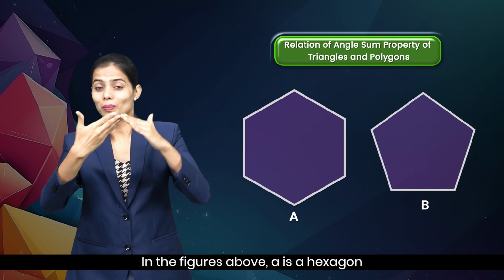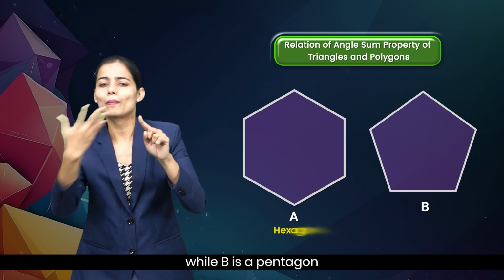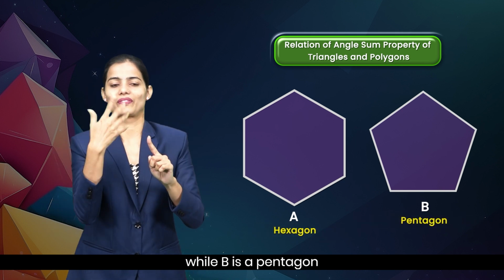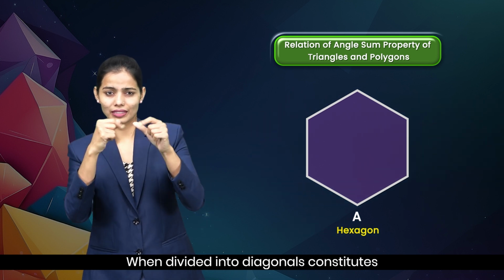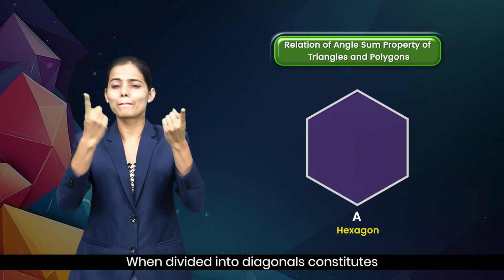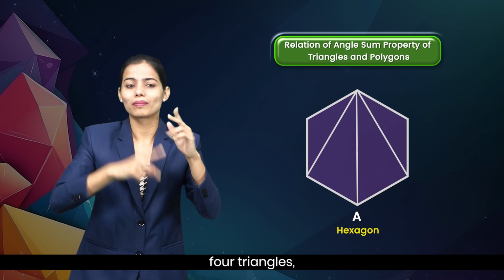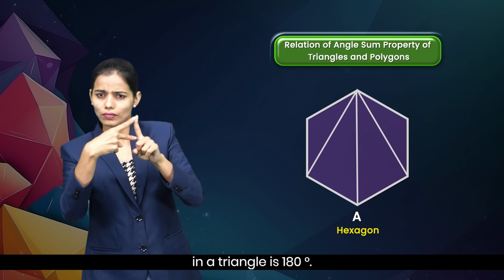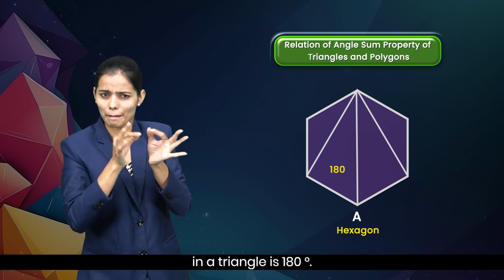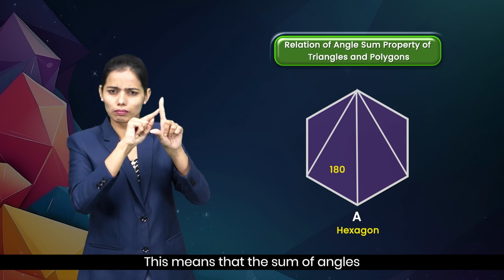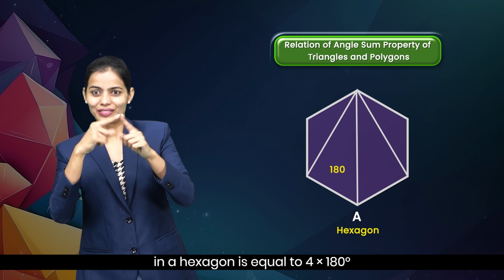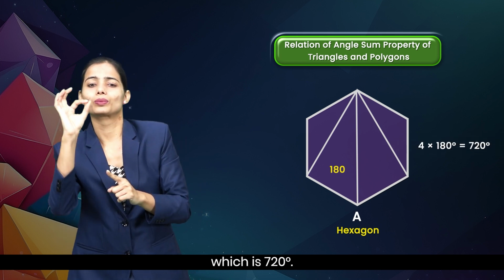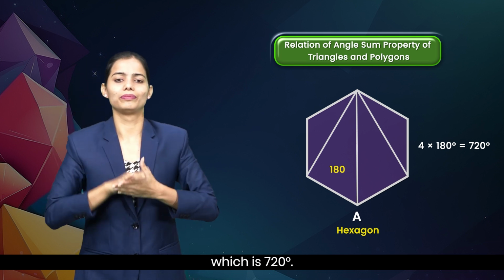In the figures above, A is a hexagon while B is a pentagon. Hexagon, when divided into diagonals, constitutes 4 triangles. The sum of the angles in a triangle is 180 degrees. This means that the sum of angles in a hexagon is equal to 4 into 180 degrees, which is 720 degrees.